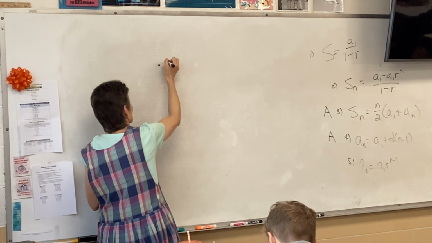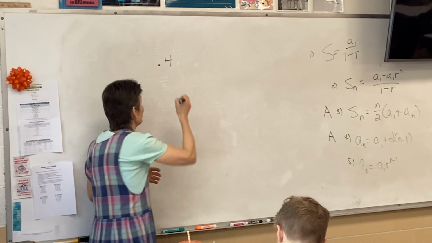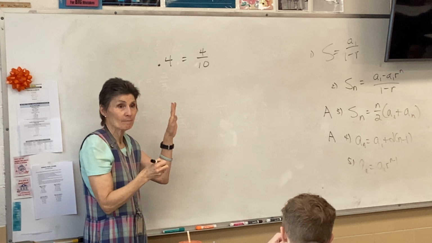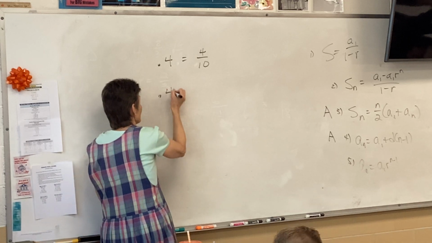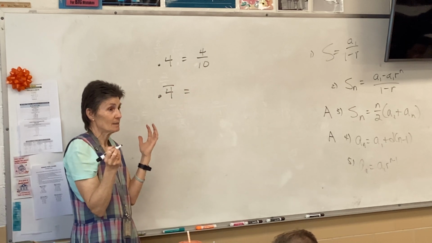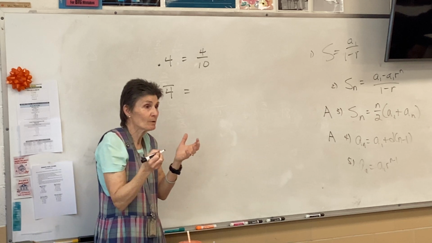If it had just been 0.4, plain old 0.4, that would be 4/10, right? And then you could reduce that. But when it's repeating 4s, you can't really do anything with it. I mean, you can't put it over a number.